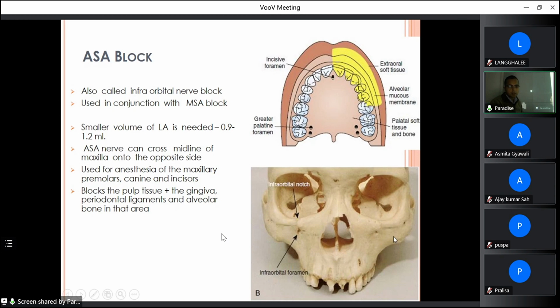there is a presence of the zygomatic buttress, thick zygomatic bone is there. So whenever you deposit local anesthesia in this area, due to presence of thick bone, local anesthesia could not diffuse and reach the root of the tooth. That's why the local infiltration is not effective if you give local infiltration in the region of first molar. So in that case, you have to do an infraorbital nerve block.